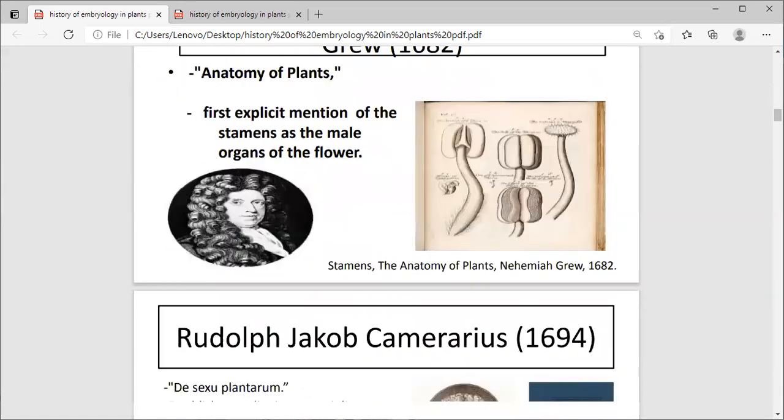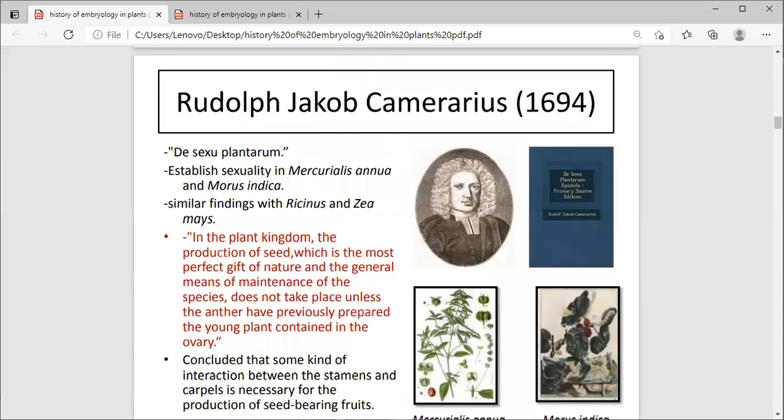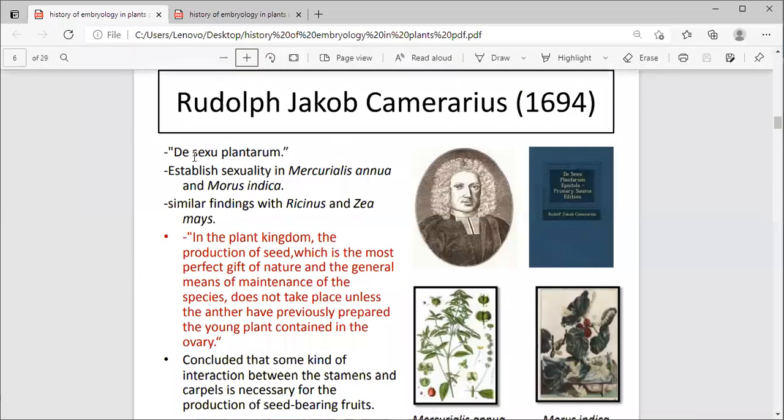After that, this is Camerarius in 1694. So he wrote the book De Sexu Plantarum. So this is the book here. So they established sexuality in Mercurialis annua and Morus, India. So this is the plant here. They studied it in detail, how the reproduction, how the fertilization, how the pollination takes place here.